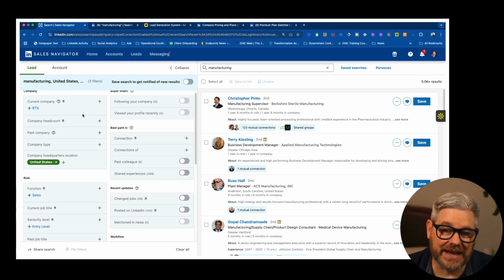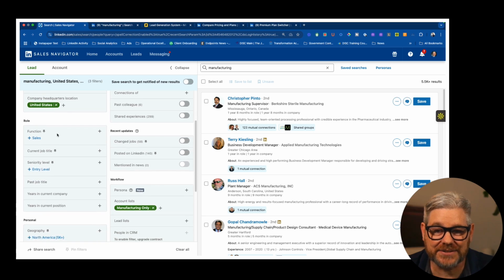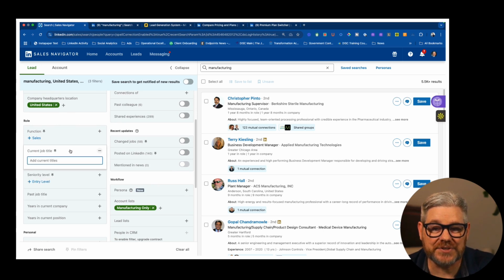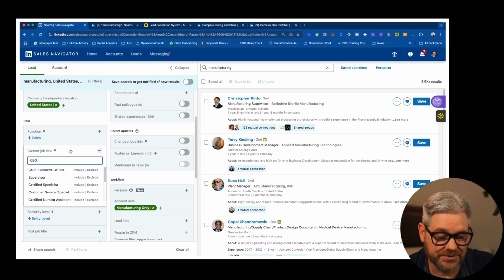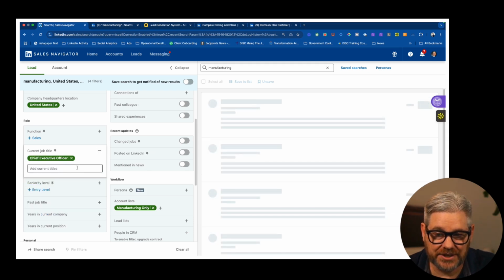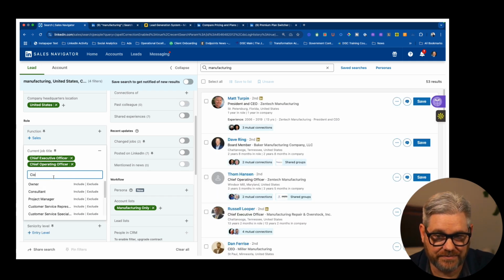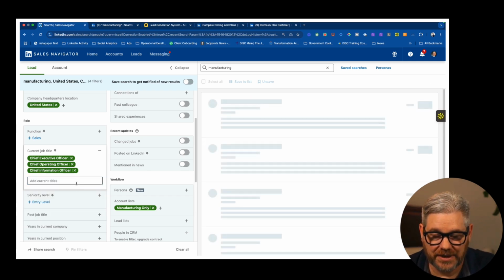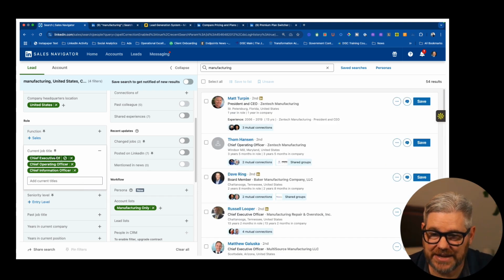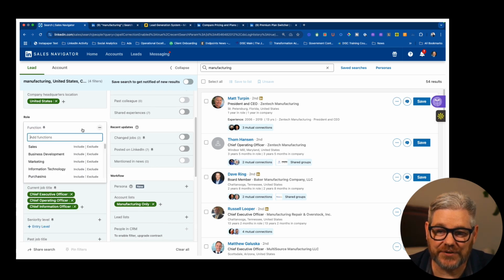You may want to focus again on headcount and current company and past company and things like that. I'm going to skip past this section and come right down here to function and role and things like that. And so, in terms of job titles, I normally talk to CEOs, I talk to COOs, and I also talk to CIOs. And so with that, I have a very focused list now with these three individuals that are showing up on the right-hand side. And you can see I'm already down to 54 results. So this is a very focused list.